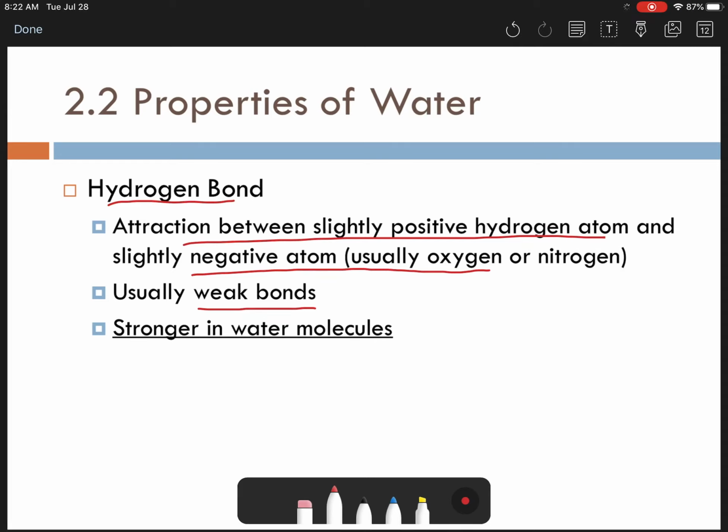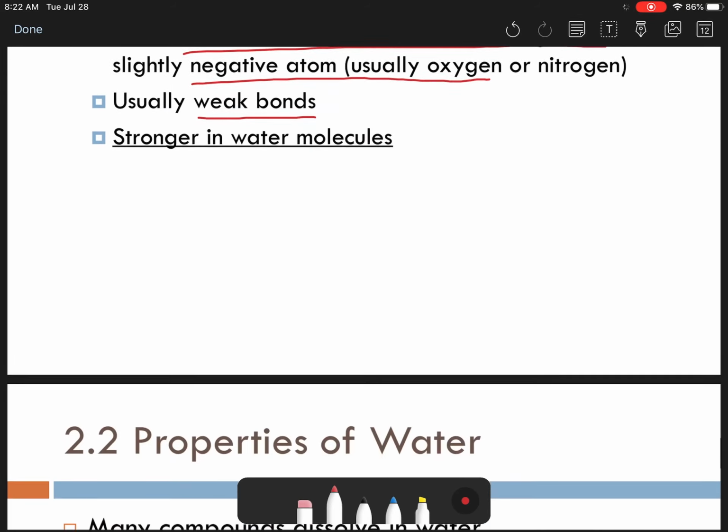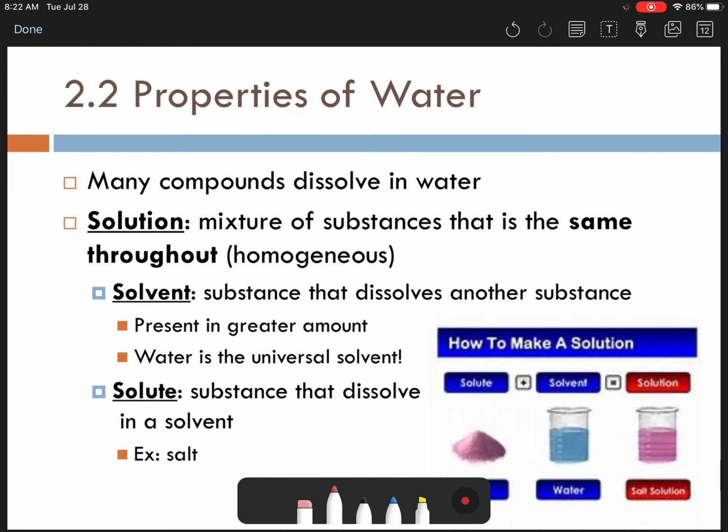Okay, we're going to find that out, especially when we talk about DNA, because that's what holds your DNA molecules together, are hydrogen bonds. But these are usually weak bonds. They tend to be stronger when we're bonding together water molecules, but they are weaker bonds.